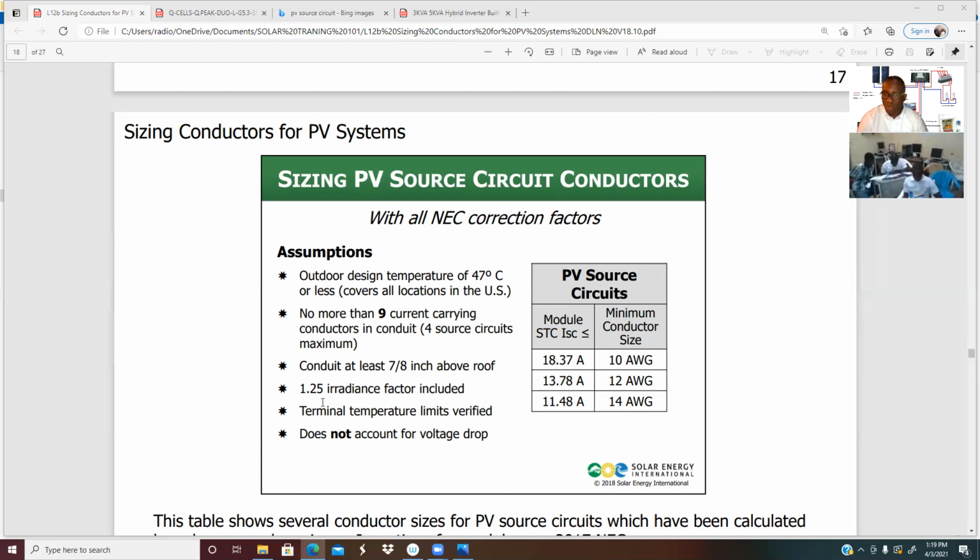So my people, let me ask you a question. Friends, today when we made a calculation, we had our STC for the PV model of 12.6. What would be the minimum conductor size for that 12.6? We have 10 AWG, 12 AWG, 14 AWG. We use 10. You use 10? 11.